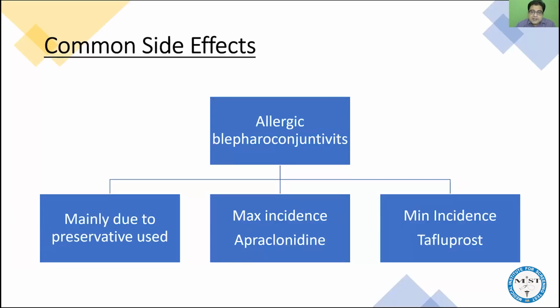Let's talk about common side effects of anti-glaucoma drugs. One of the common side effects is allergic blepharoconjunctivitis. And we have discussed already, the main reason for the allergic conjunctivitis side effect is the preservative which we use in the manufacturing of those eye drops. Now, this side effect is maximally seen with alpha 2 agonists like apraclonidine and brimonidine. And this side effect is minimally seen with those drugs which are preservative-free.